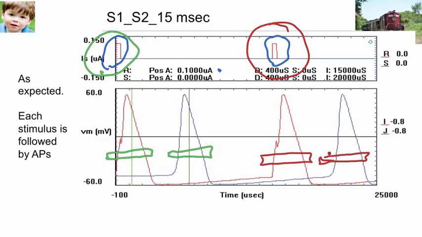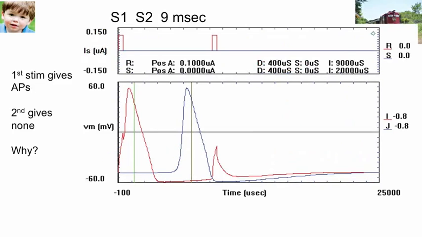We are happy. But now, look. We move our stimuli a little closer together and disaster ensues. Here's our first stimulus. Everything is good. We have an action potential at I and an action potential at J. Then we give our second stimulus.